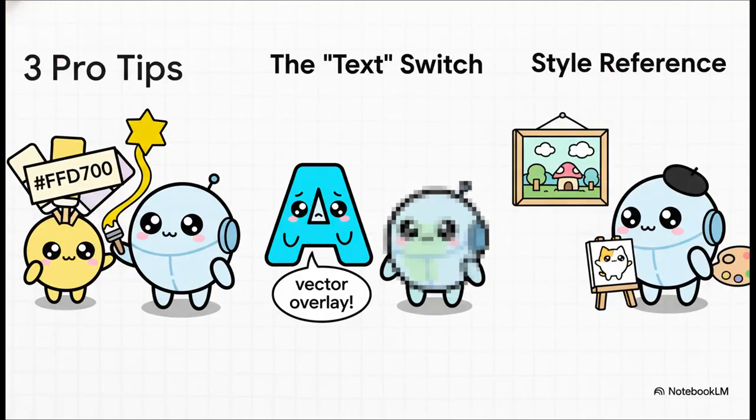Okay, want to take your results from good to absolutely amazing? Here are 3 little pro tips. First, to get your brand colors perfect, tell the AI to prioritize the hex code over the lighting in the scene. Second, for super sharp text, put your words in quotes or use the keyword vector overlay. And third, if you create an image you love, you can actually use it as a style guide for future images.